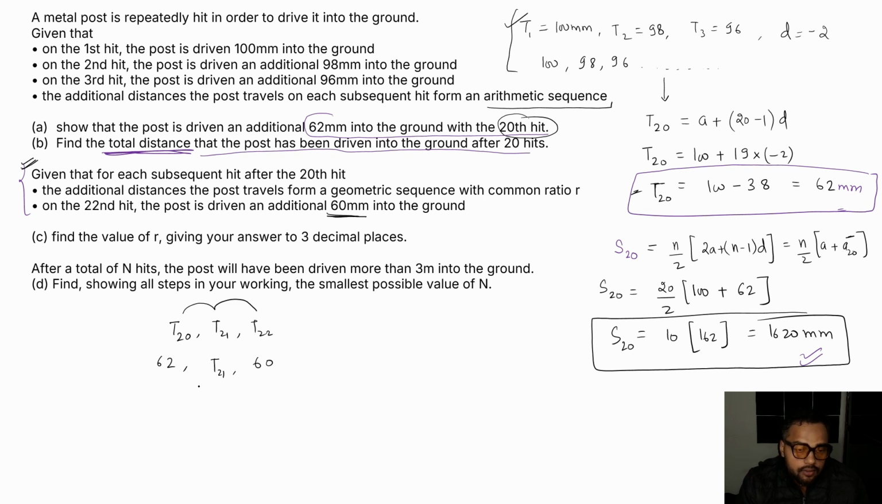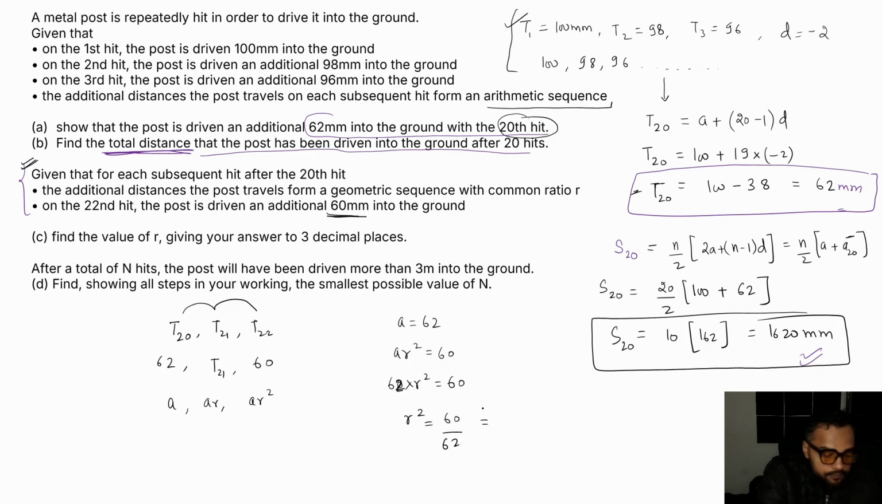So we know how this geometric sequence works. For example, if this is the first term, this is our second term, this is our third term. So from here, A is 62 and AR squared equals 60. We need to plug the value of A here, so we get 62 times R squared equals 60. From here we can see that R squared equals 60 by 62.